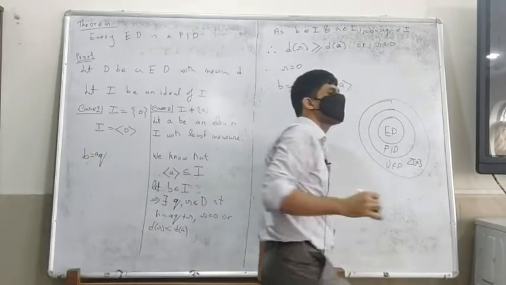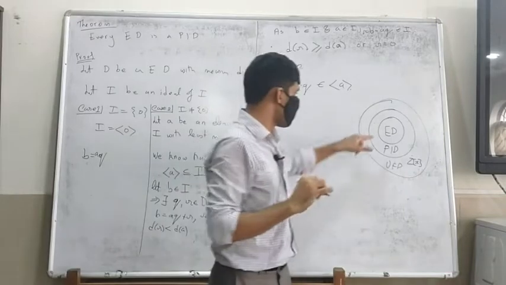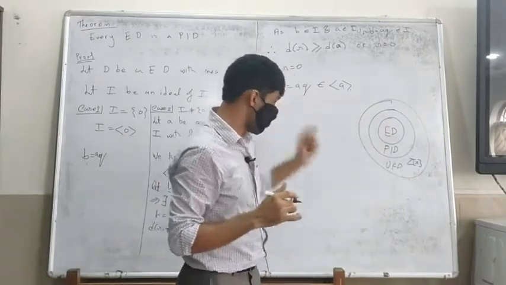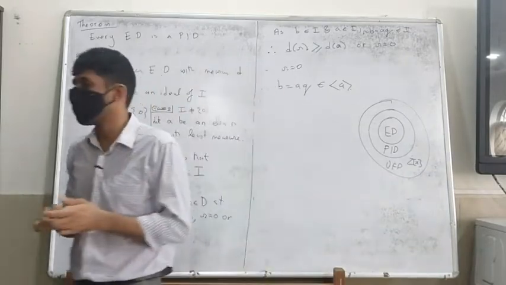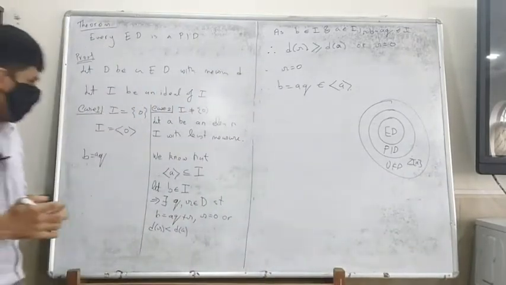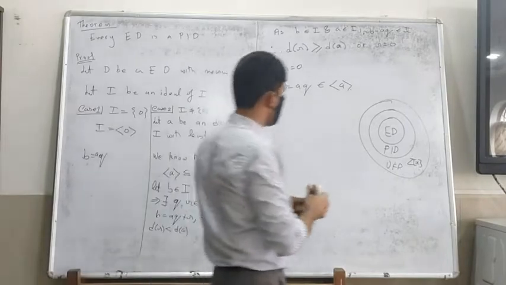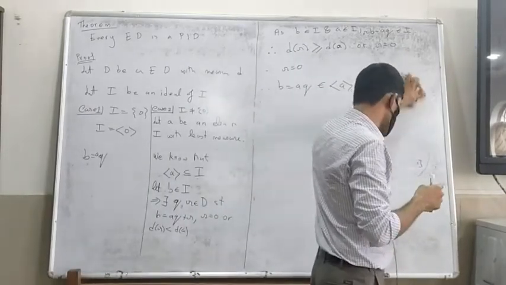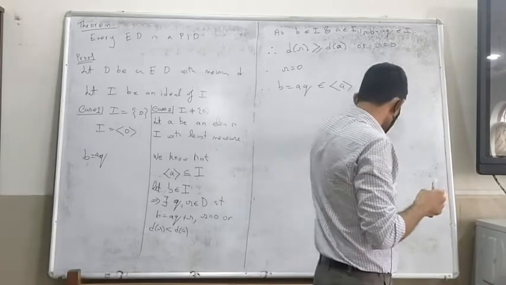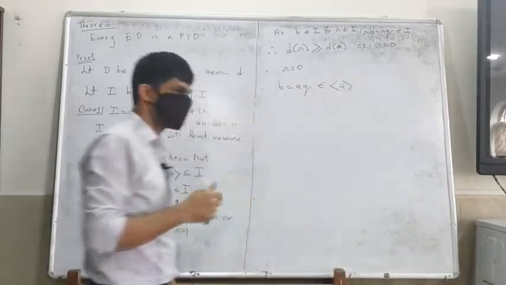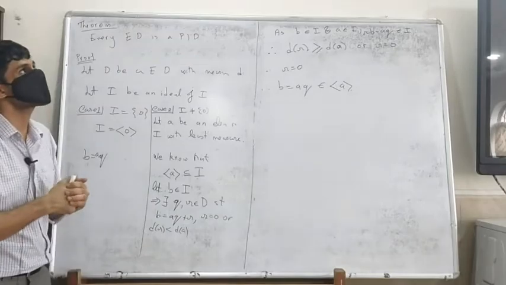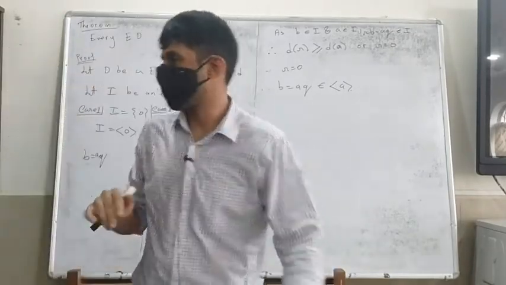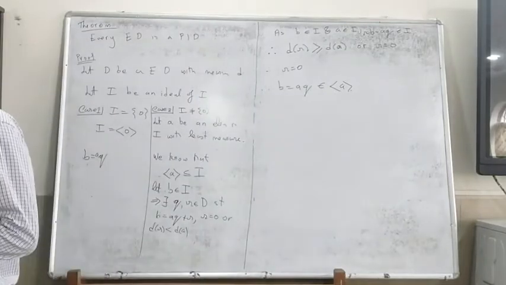Z[√-1]... Okay, but I still don't know whether there's a PID which is not a Euclidean domain, and that I'm leaving to you. An example of this you will find in Dummit and Foote, if you like. It is one of those Z[√D]. I think, if I'm not mistaken, it's Z[√7] or minus 7. I can't recollect exactly.